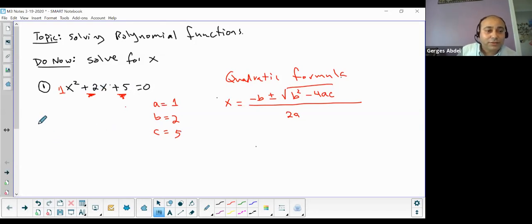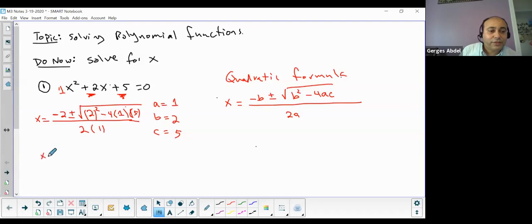Let's put them in the formula. So that would be x equals negative b, which is negative 2, plus or minus the square root of b squared, which is 2 squared. And I prefer to put b squared in parentheses like this, minus 4 times a, which is 1, times c, which is 5, all divided by 2 times a, which is 1. All right, let's find a value for this one here.